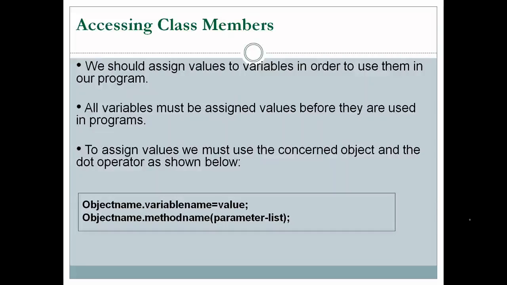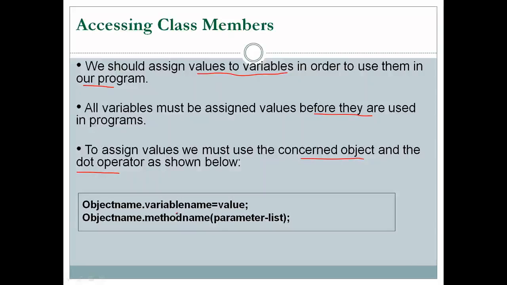Class members means the variables which are declared in the class or the methods which have been declared in the class. Now we should assign values to variables in order to use them in our program. All variables must be assigned values before they are used in programs. To assign values, we must use the concerned object and the dot operator, as shown in the below example.